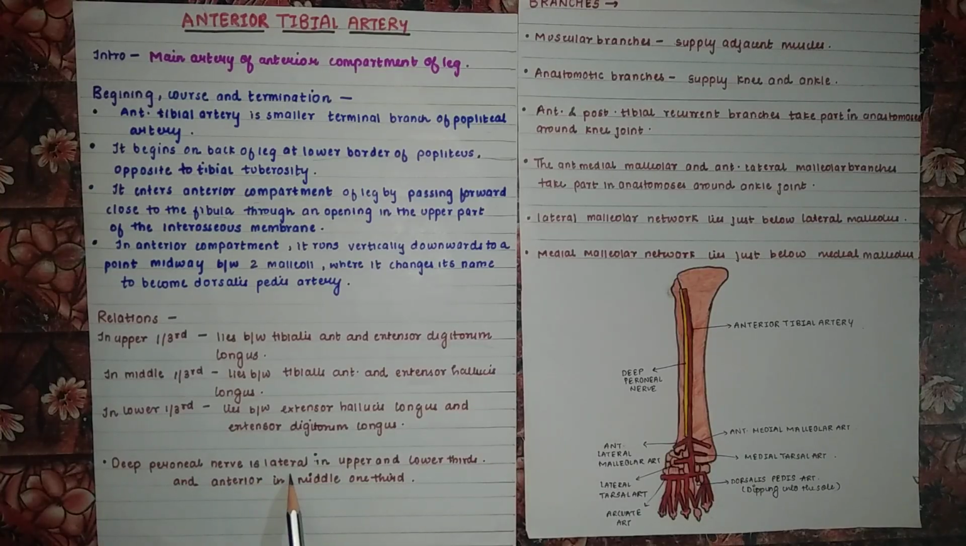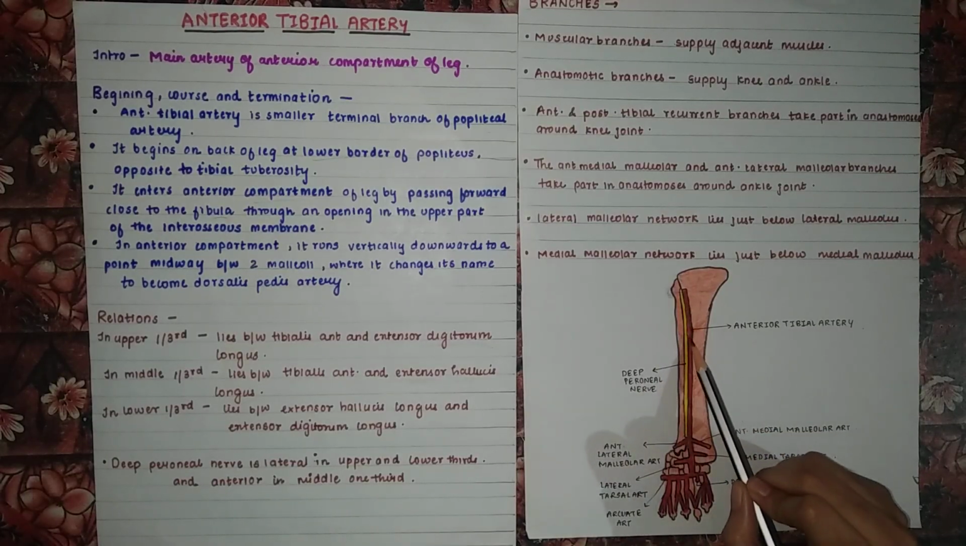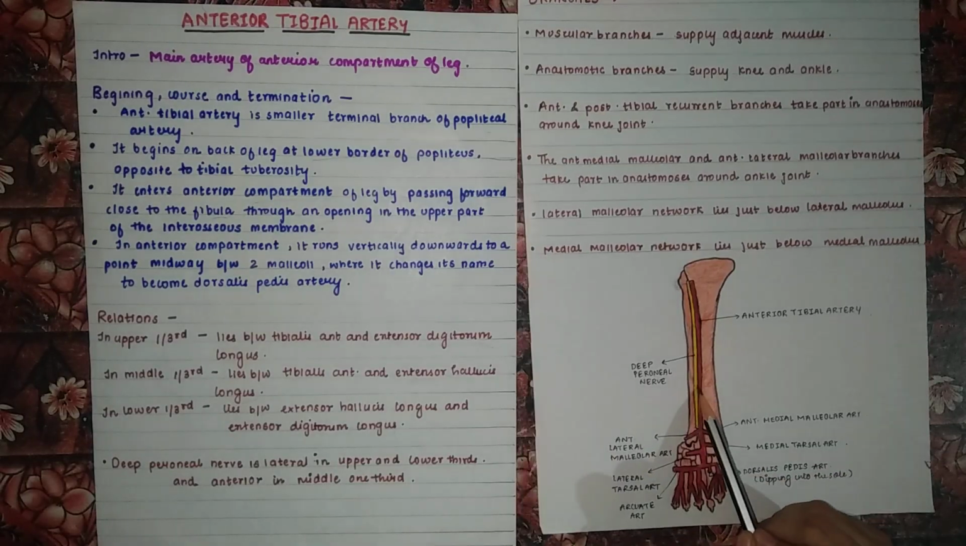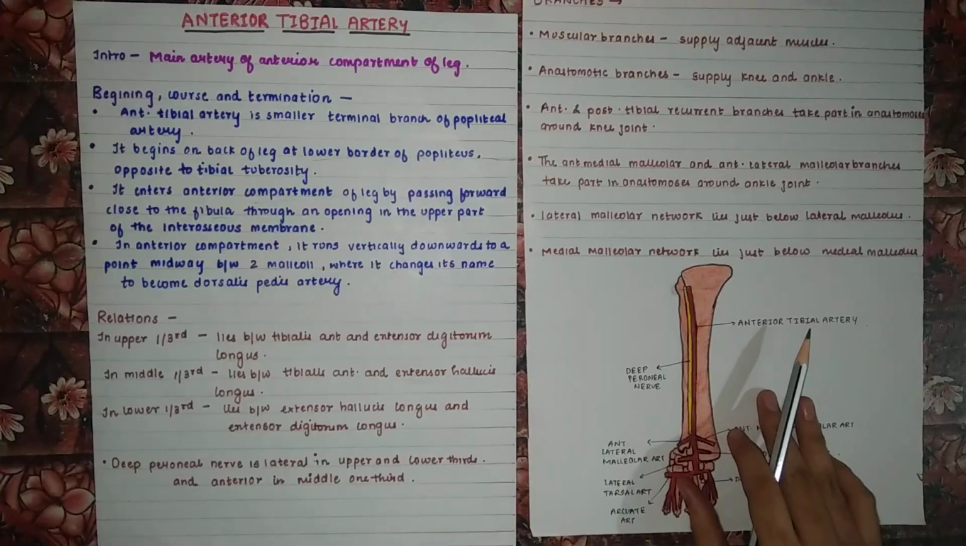Deep peroneal nerve is lateral in the upper and the lower third and anterior in the middle third. See, the deep peroneal nerve is lateral in the upper 1/3, it is lateral in the lower 1/3, but it is anterior in the middle 1/3.